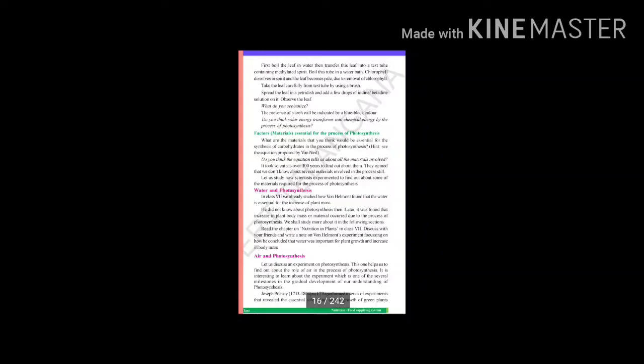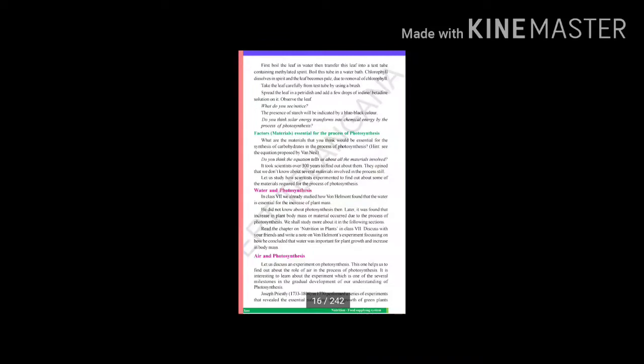It took scientists over 300 years to find out about them. They opined that we don't know about several materials involved in the process still. Let us study how scientists experimented to find out about some of the materials required for the process of photosynthesis. So, any invention or discovery doesn't come very fast, children. It takes sometimes centuries and generations, and after generations many of the scientists will be carrying out their work and writing the material and passing it on to the next generation scientists, and they will be carrying it out. So it took almost 300 years to find out in detail about the process of photosynthesis.